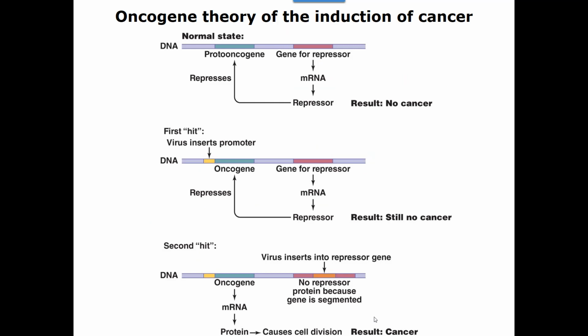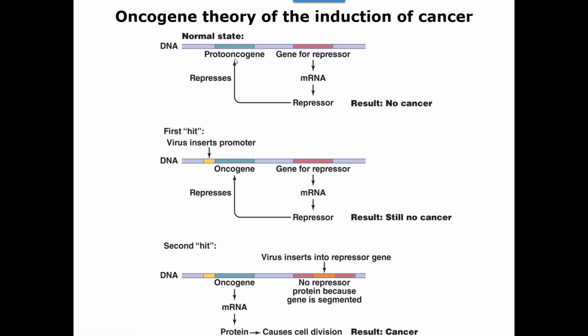So if this is your normal DNA strand at the top, our cells have built-in genes to stop cancer from happening. So we have genes to stop cells from dividing. We also have a gene called a proto-oncogene. It does have onc in it, anything oncology, anything that has to do with cancer. Well, this is a gene that promotes cell division. That's what cancer is. It's cells dividing.